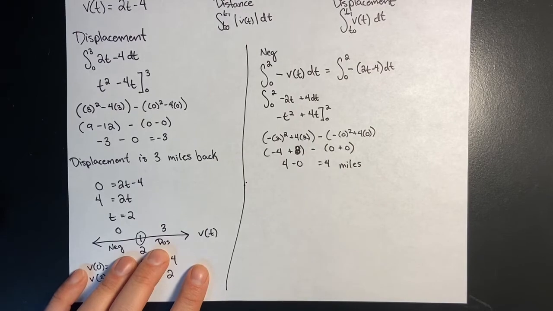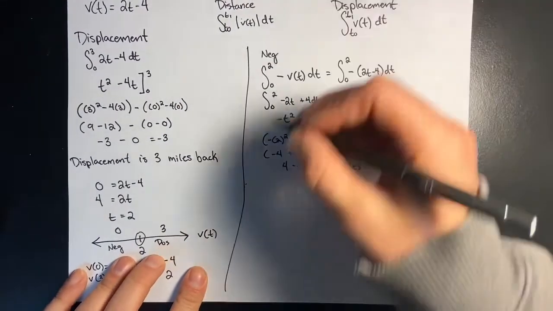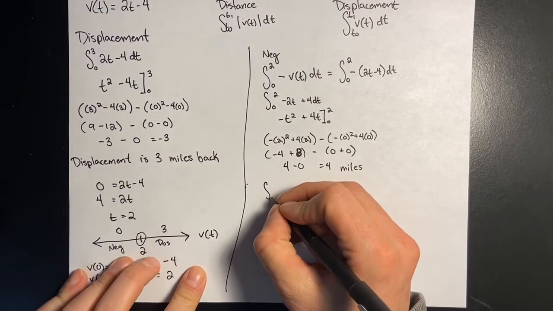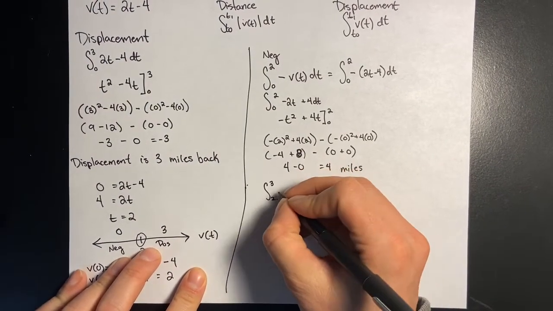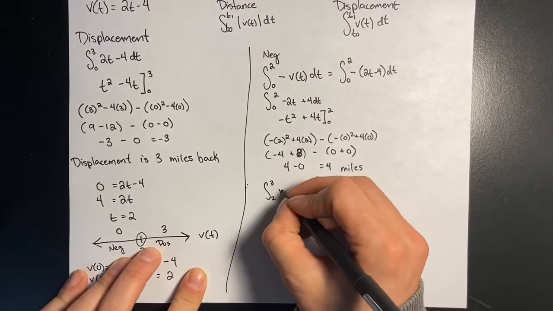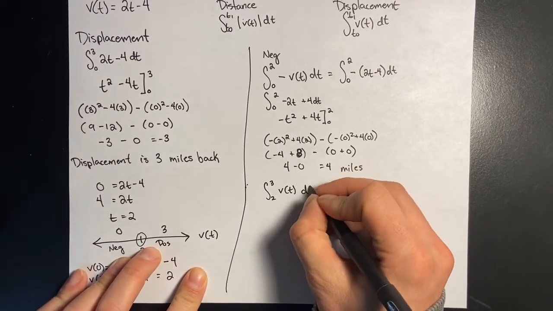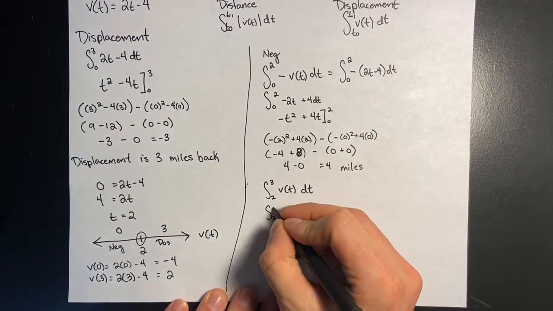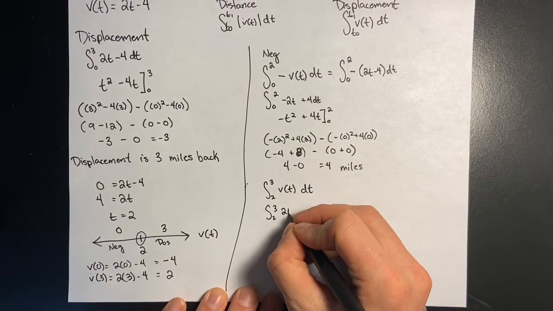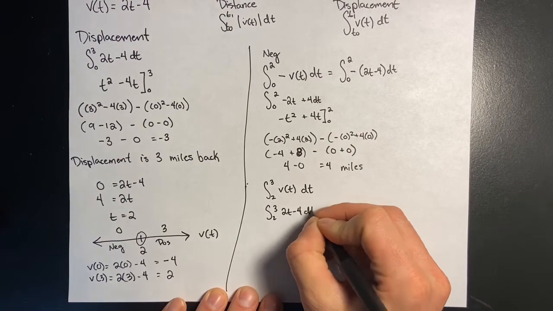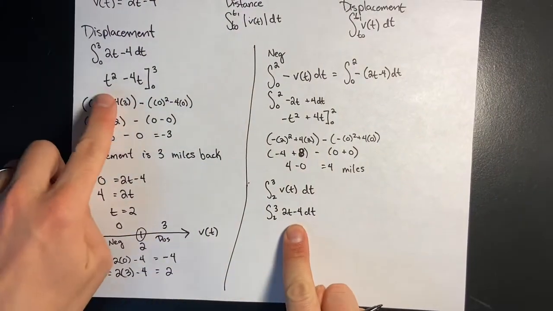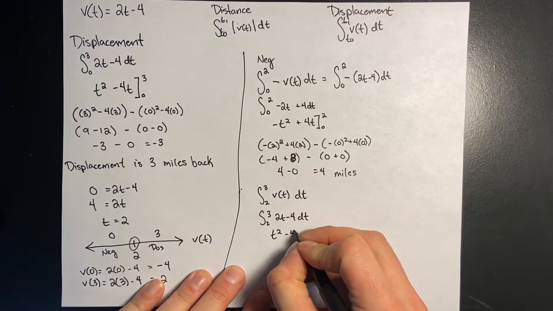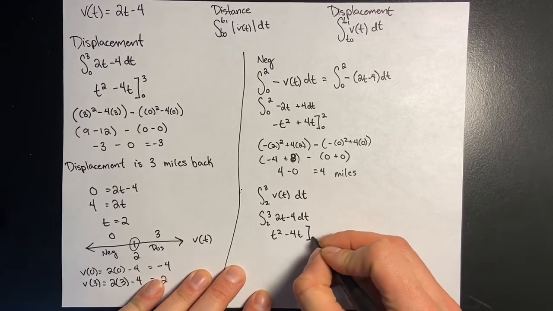Okay? So between 0 and 2 was negative. Between 2 and 3 is going to be positive. So I don't have to change anything there. I go from 2 to 3 of my regular velocity function, which ends up being what I did over here a few minutes ago. So I go from 2 to 3, 2t minus 4 dt. I already know that's going to turn into t squared minus 4t. Limits of integration are 2 and 3.